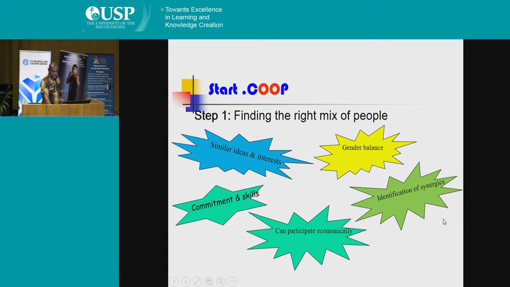Okay, let me run through this. So this is the right mix. This is your answer, Semi? Yeah, right mix. Gender balance, similar ideas, commitment and skills. You have a variety of skills. Bring them in, okay?